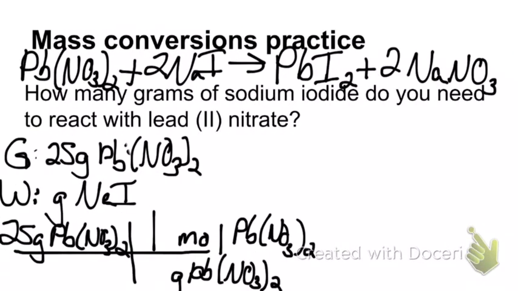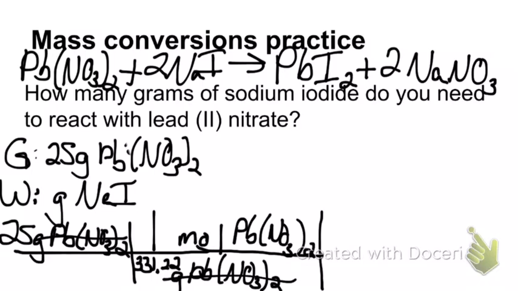Lead nitrate should work out to 331.22 grams. If you did not get that, ask your teacher where you went wrong. I'm pretty sure I know, but ask anyway. All right, so now our grams of lead nitrate, those are gone. Those will cancel out. We're in moles of lead nitrate.